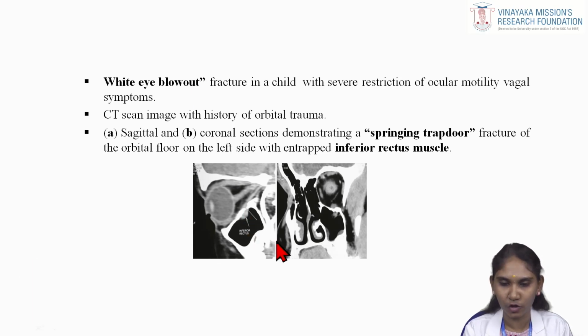This is an X-ray depicting a child with severe restriction of the ocular motility and vagal symptoms. The CT image, the patient had a history of orbital trauma. This is a sagittal view and the coronal view. That is a linear trapdoor fracture of the orbital floor on the left side with entrapment of the inferior rectus muscle. Please kindly see here, there is entrapment of the inferior rectus muscle, okay. That is called white eye blowout fracture.